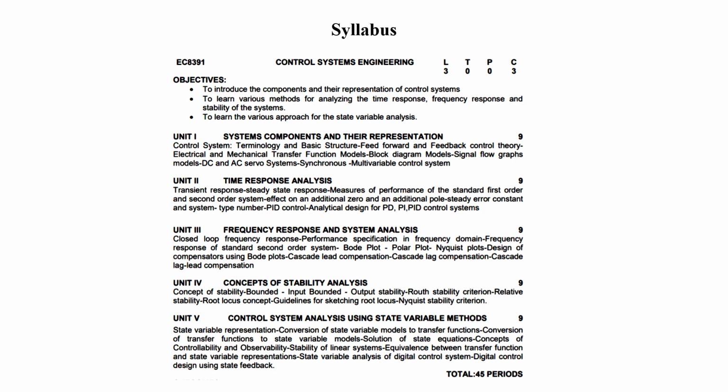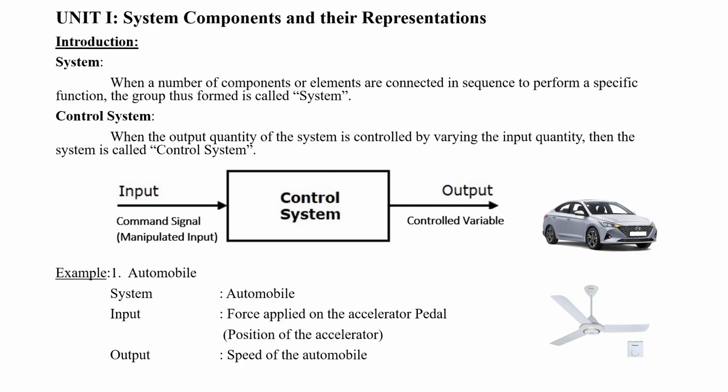Then in the fourth unit, we will see the stability analysis of the control system by using some stability analysis techniques. Then in the fifth unit, we are going to see the analysis of control system using a digital computer, that is, a digital control system. So the first topic in this first unit will be system components and their representations.